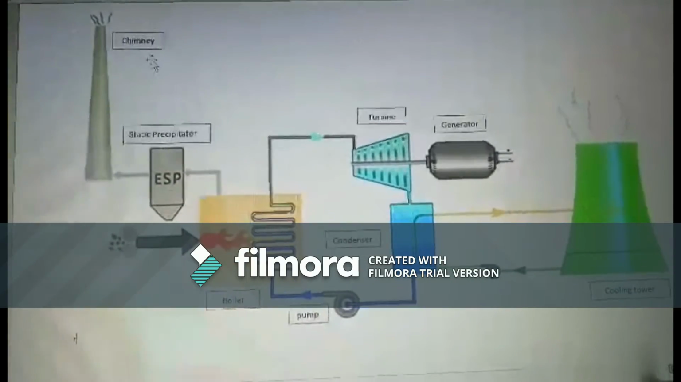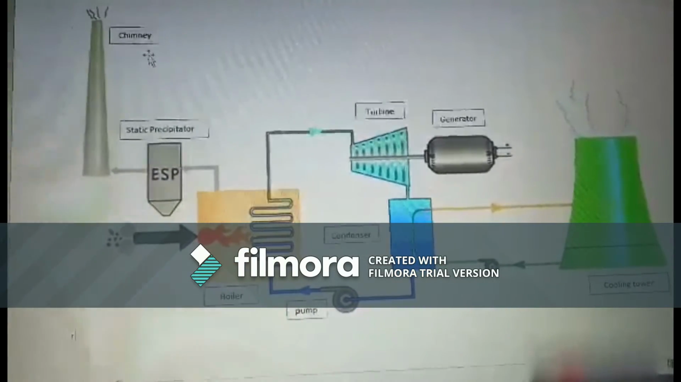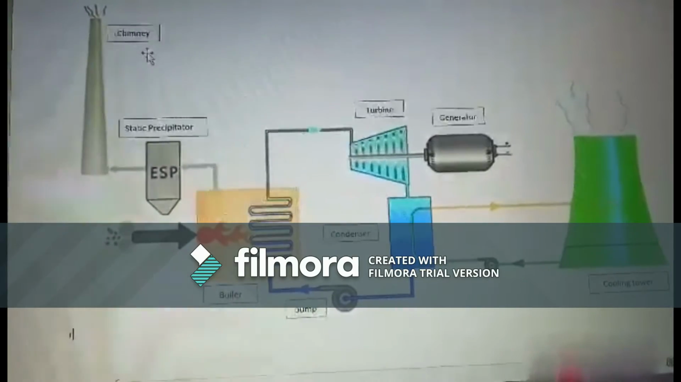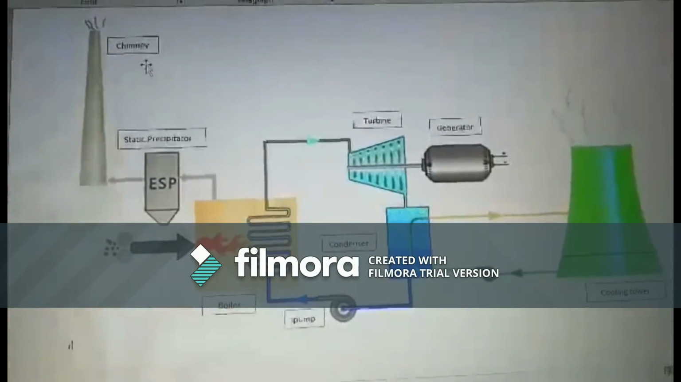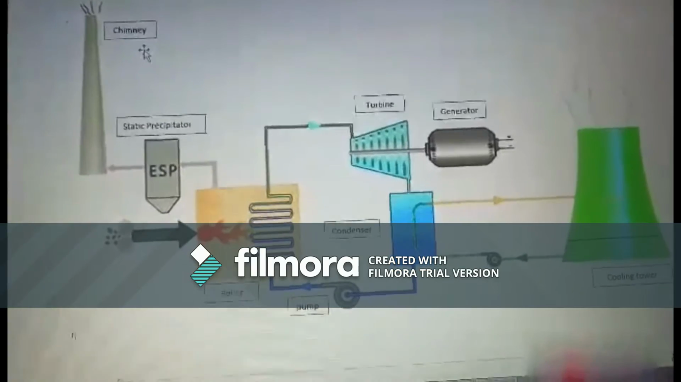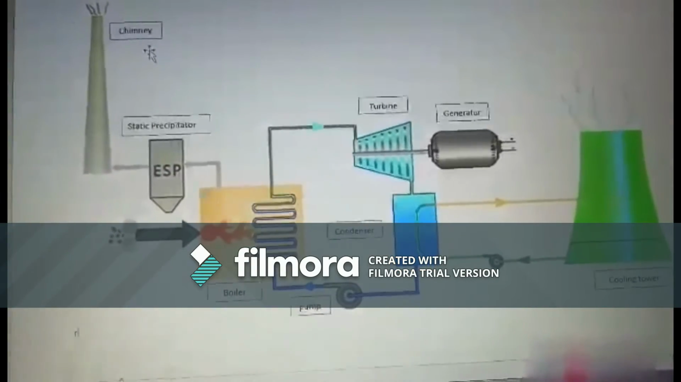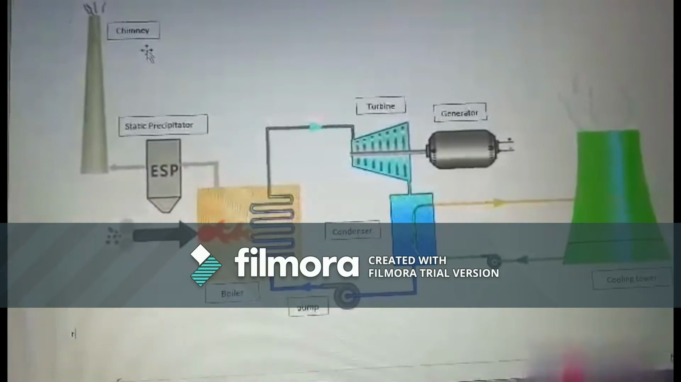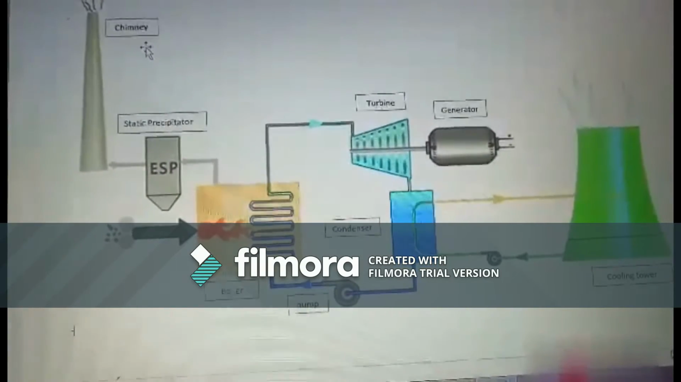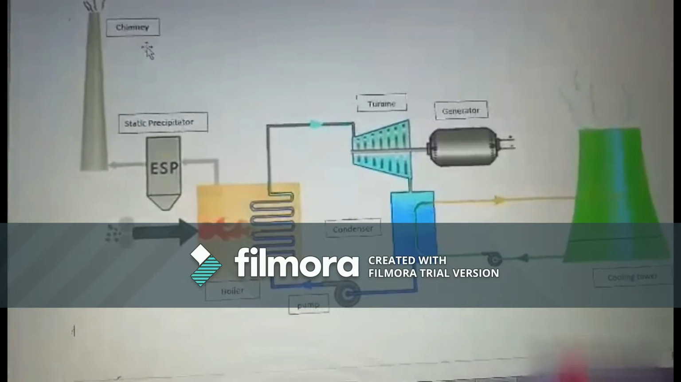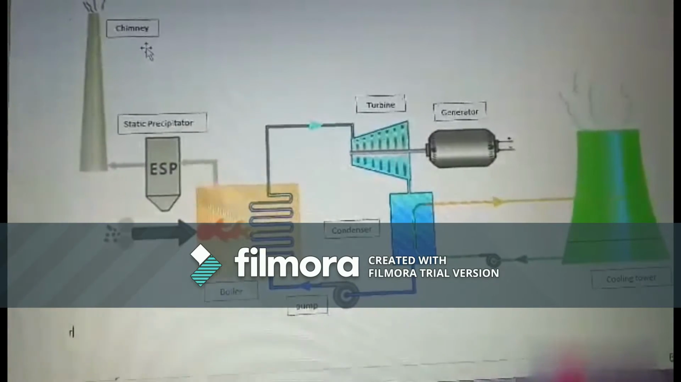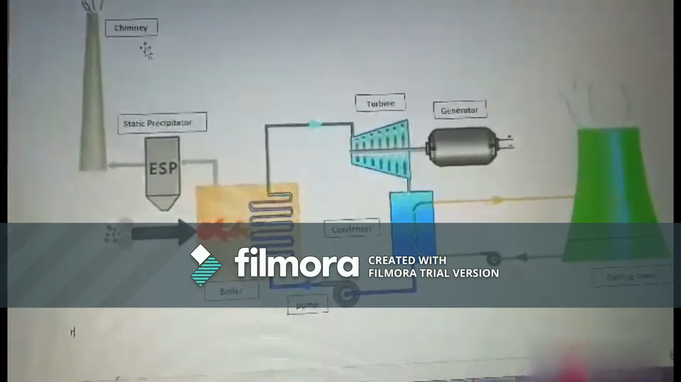Okay, this is a process flow diagram of a thermal power plant. A thermal power plant uses water as the working liquid. Nuclear and coal are used as fuel in the power plant. The energy of the fuel is turned into electrical energy.